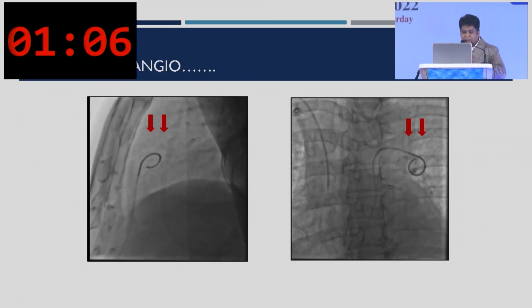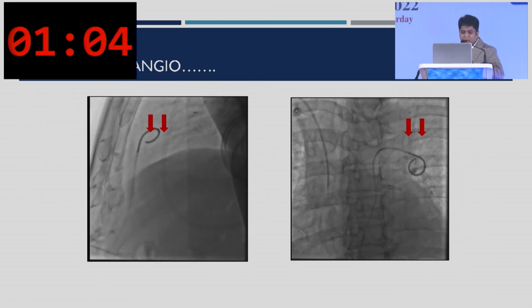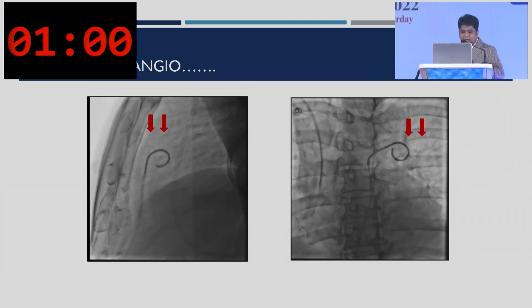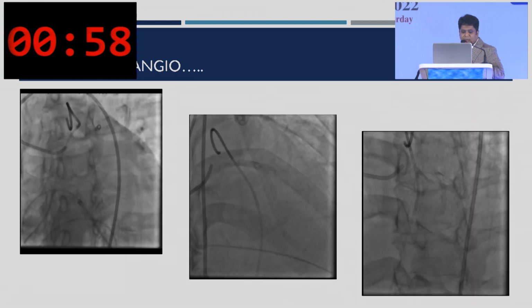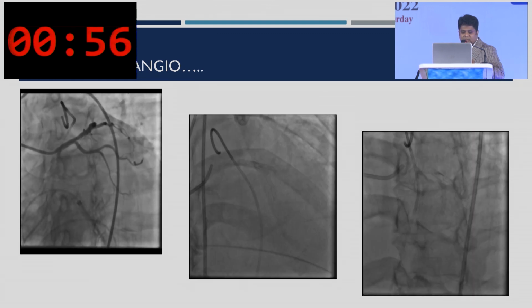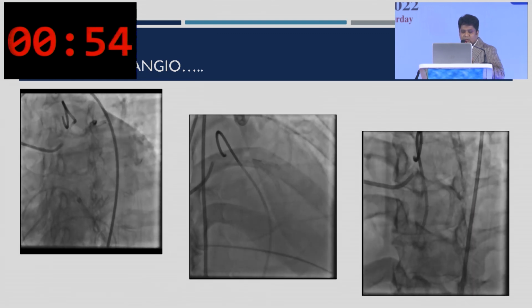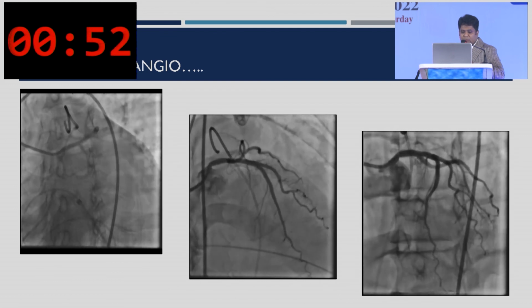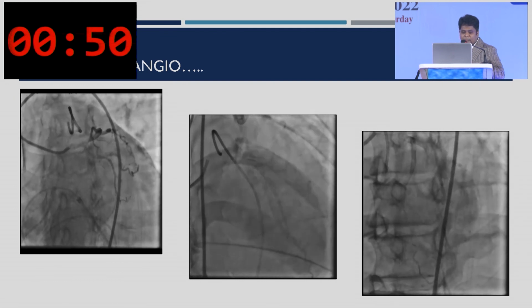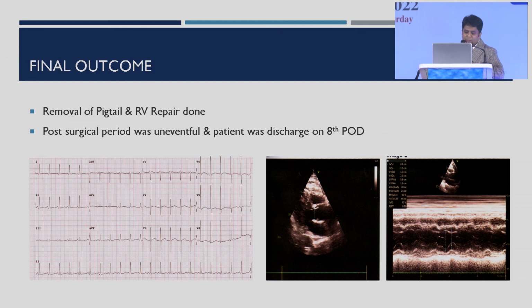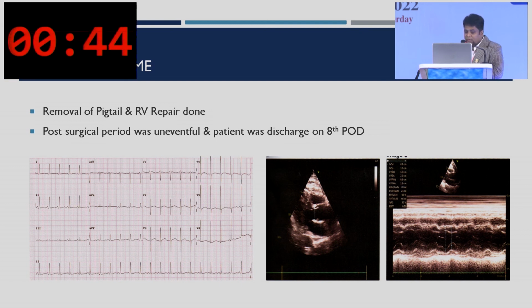Before cardiac surgery, we did a rapid angiogram. We saw the pigtail in the cardiac chamber cavity, and the repeat angiogram showed no alteration of flow in the LAD or D1. Then removal of the pigtail and RV repair was done. The post-surgical period was uneventful, and the patient was discharged on the 8th post-operative day. The ECG came back to normal, and the effusion decreased.